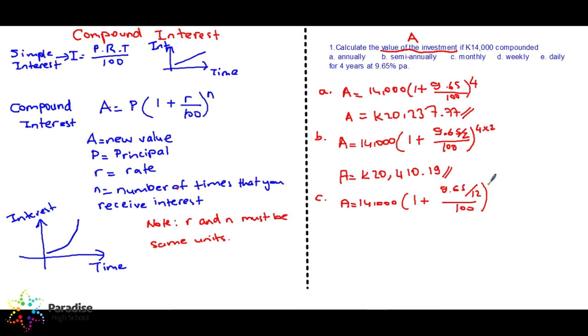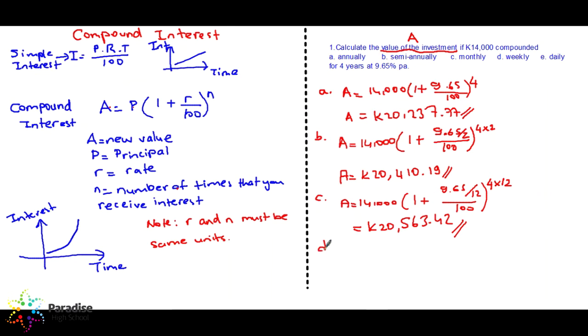So how many times will you receive interest in 4 years? In 1 year, since it is compounded monthly, it means that every month you will receive interest. How many months are there in 4 years? 4 times 12. So the new amount will be, let's calculate, 14,000, open the bracket, 1 plus 9.65 divided by 12 divided by 100, close the bracket, to the power of 4 times 12, which is 48. So your money will grow to 56342 kina.